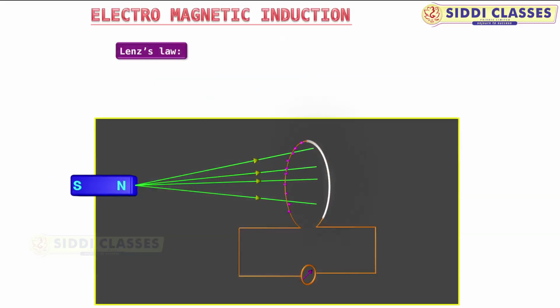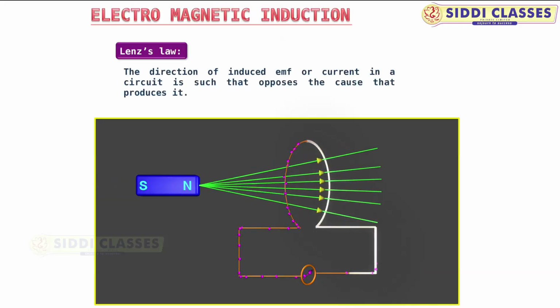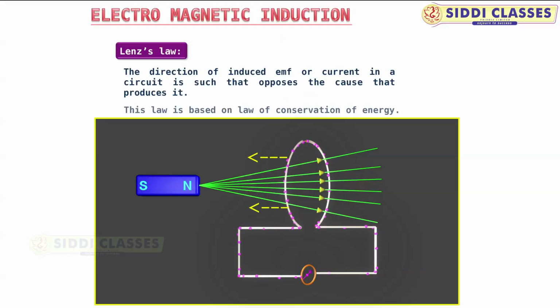Lenz's law states that the direction of induced EMF or current in a circuit is such that it opposes the cause that produces it. And this law is based on the law of conservation of energy. Now I am taking Faraday's second law, and from this we are writing various formulae.